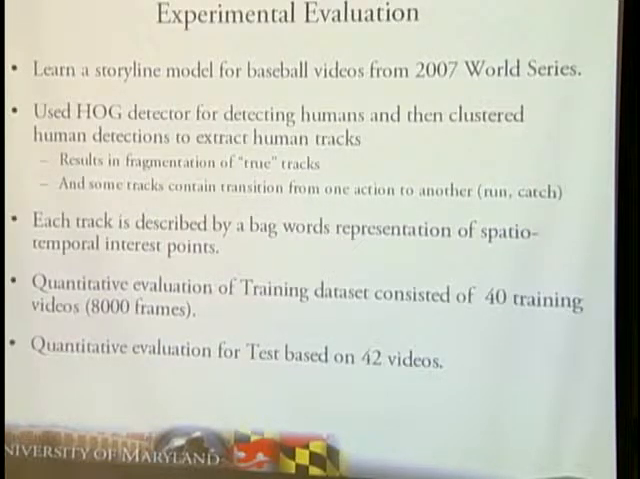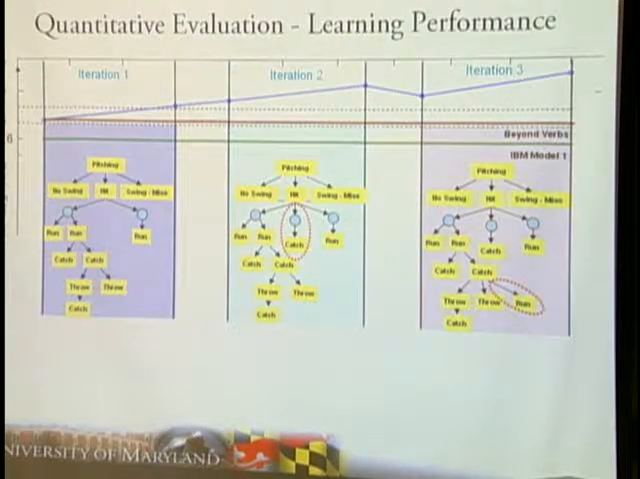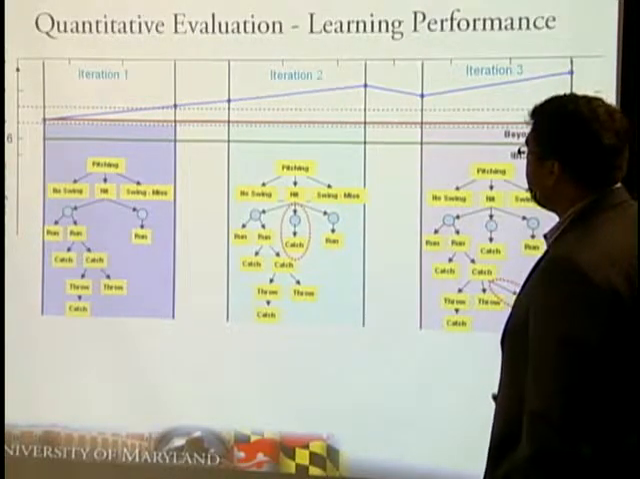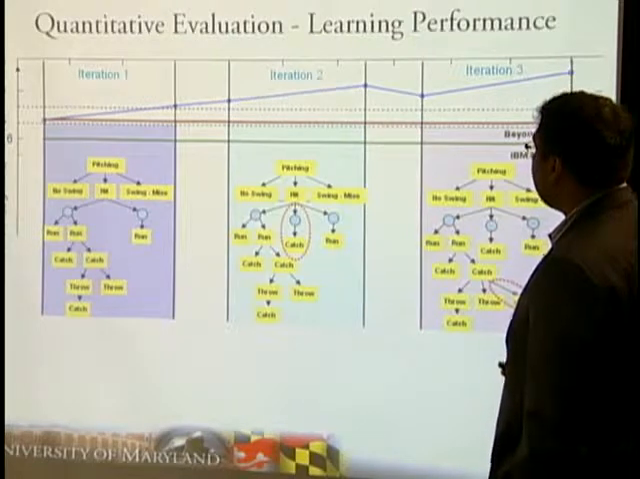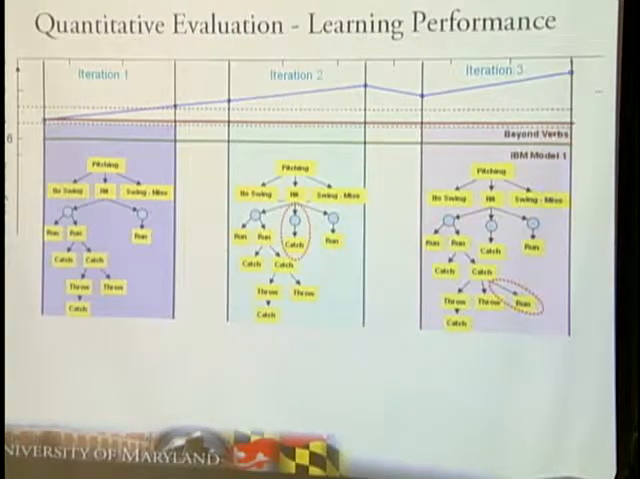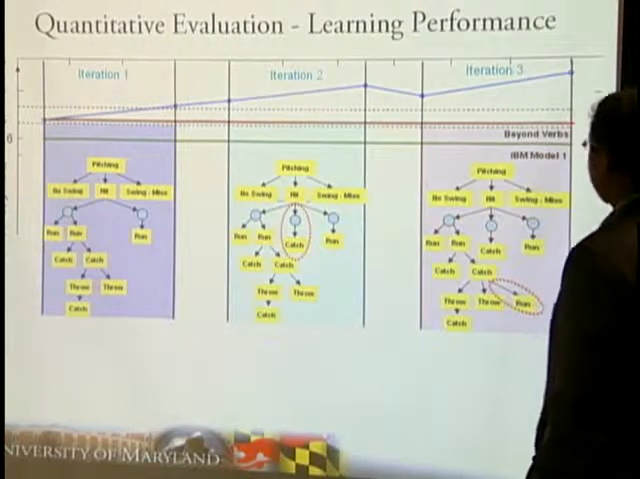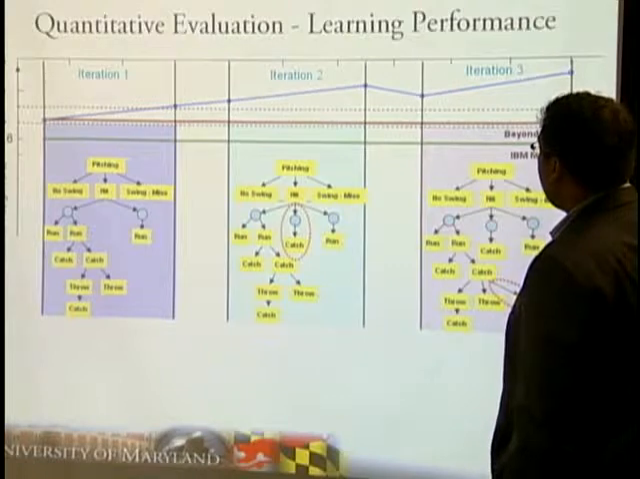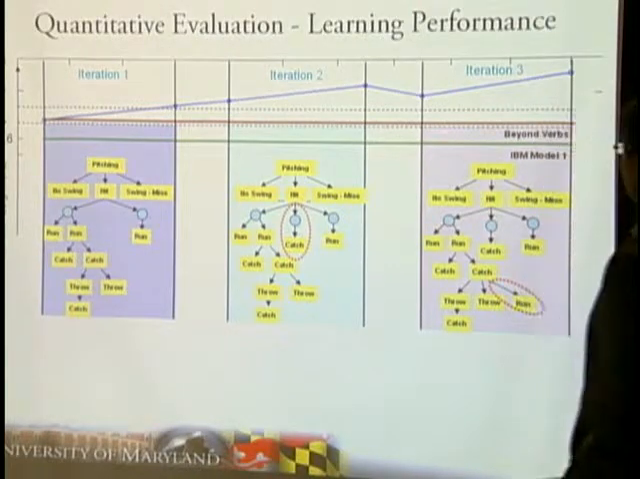Our quantitative evaluation of training is based on 40 training videos, and our quantitative evaluation of test is based on 42 test videos. Again, we would first like to evaluate the performance of our approach on the training dataset itself. That is, how nicely our approach can assign tracks to action labels. The y-axis shows percentage correct assignments of tracks to action labels. The green line shows the performance of the co-occurrence based approach, that is 33.6. This is not up to scale. The red line shows the performance of the Beyond Verbs approach, and the blue line shows the performance of the storyline model.